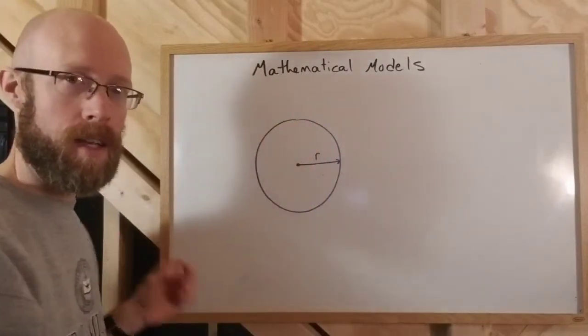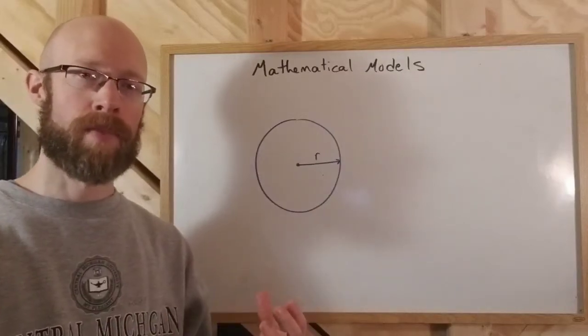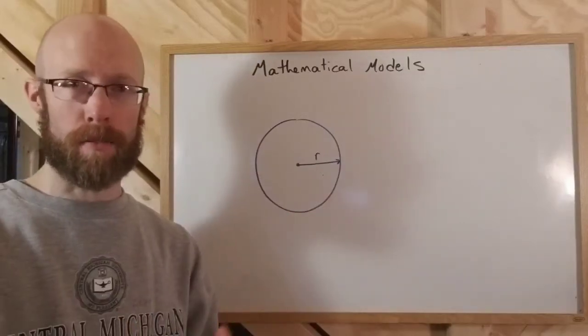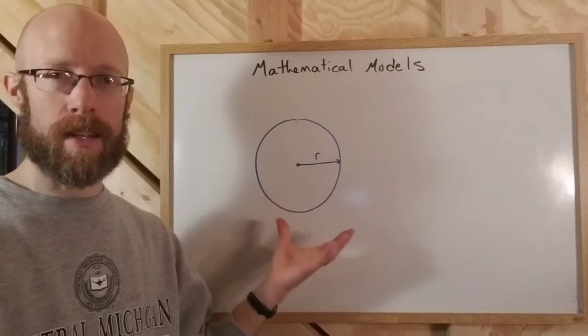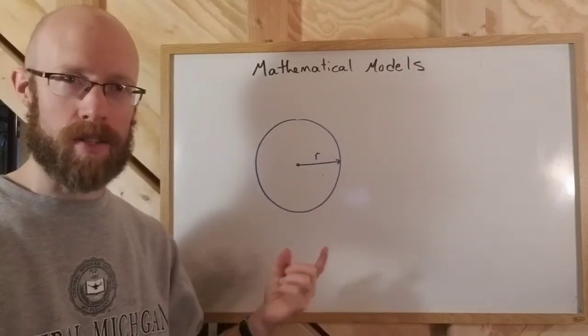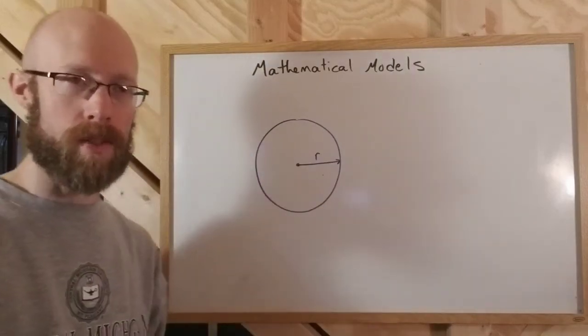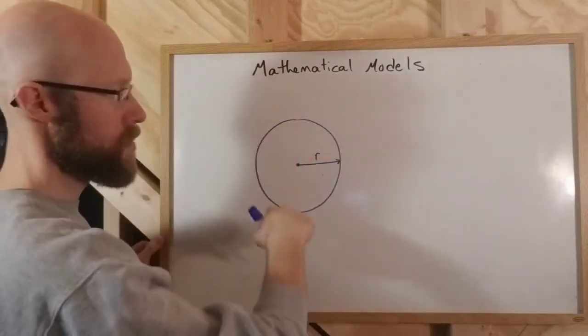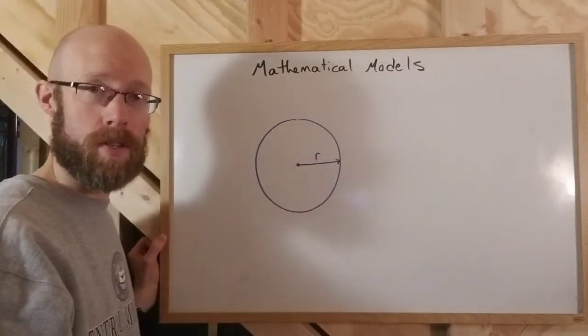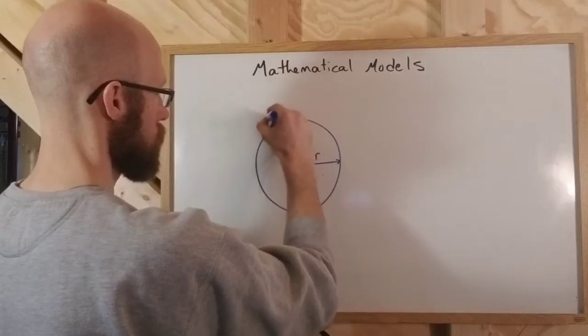On a sided shape like a rectangle, you add up the sides and call it the perimeter. This is not a sided shape. It doesn't have sides. It just has a curve around the outside. And so the distance around the outside is not called the perimeter, it's called the circumference.